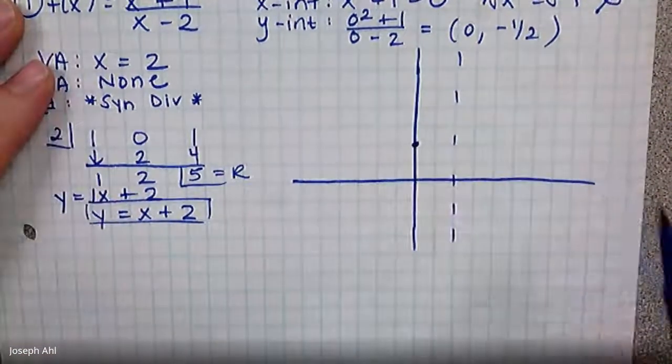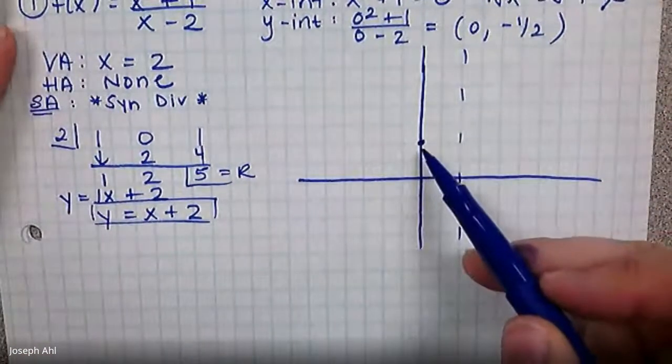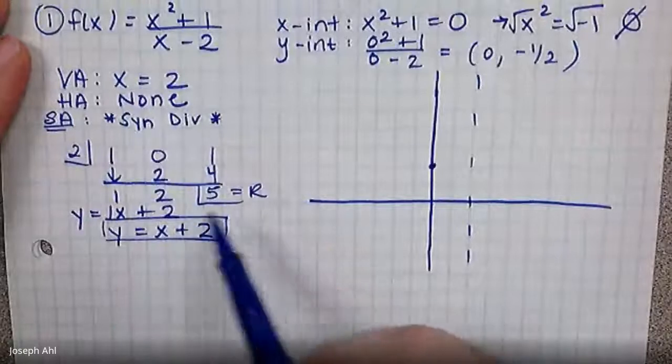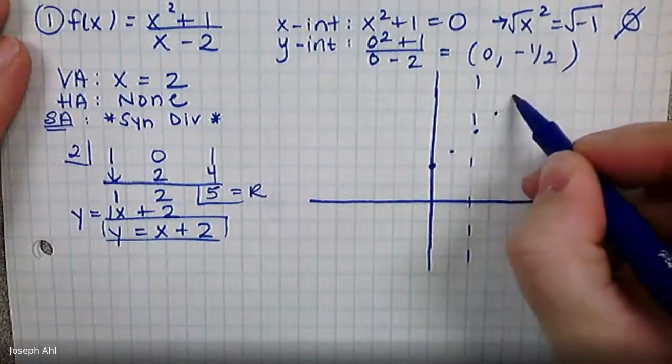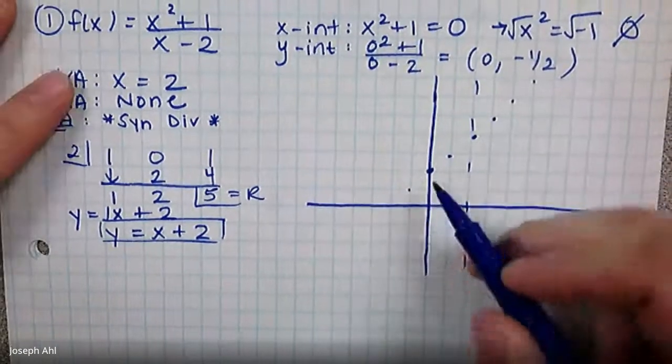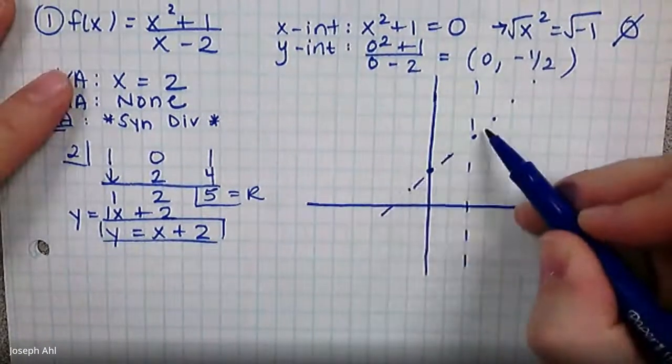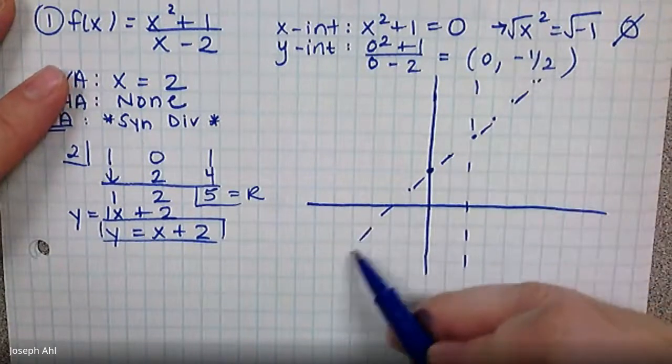The slant asymptote, how am I going to plot that? Well, start at 2 on the y-axis. That's the y-intercept of this line. Use the slope of 1 over 1 to find some other points. And just make sure that you don't draw a solid line through there. You just make it a dotted line because it is an asymptote after all.